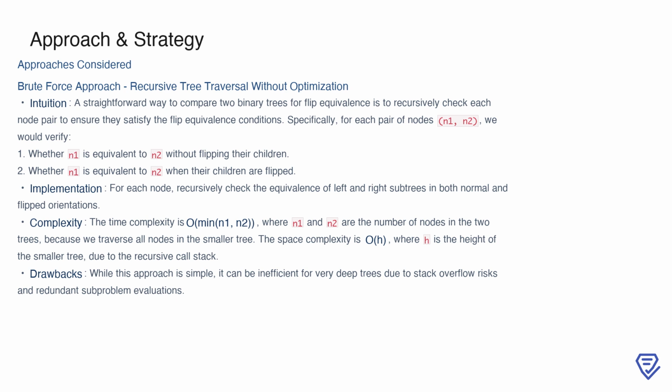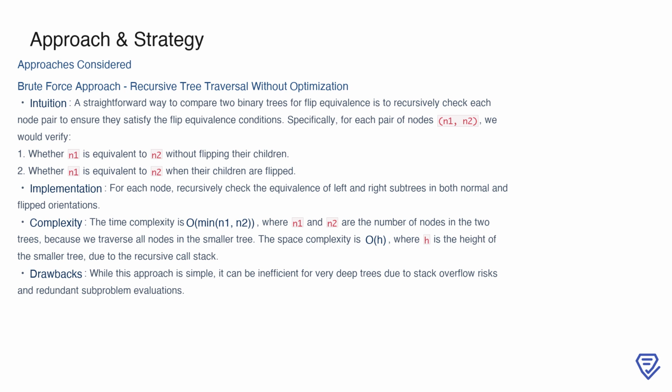Specifically, for each node pair, we verify two scenarios. First, we check if the nodes are equivalent without flipping their children. Second, we check if the nodes are equivalent when their children are flipped. The implementation involves recursively traversing the left and right subtrees of each node in both normal and flipped orientations.